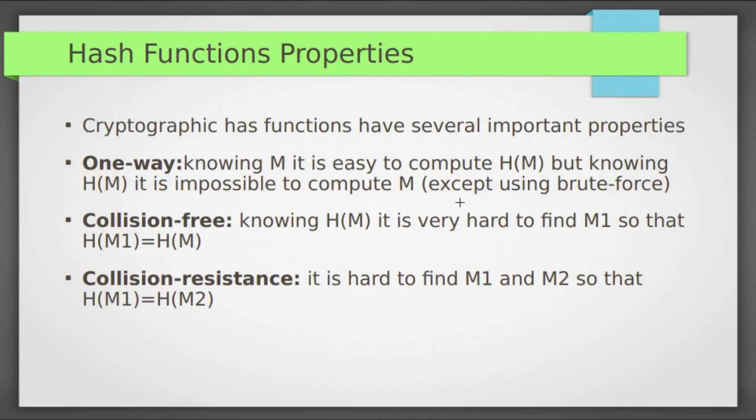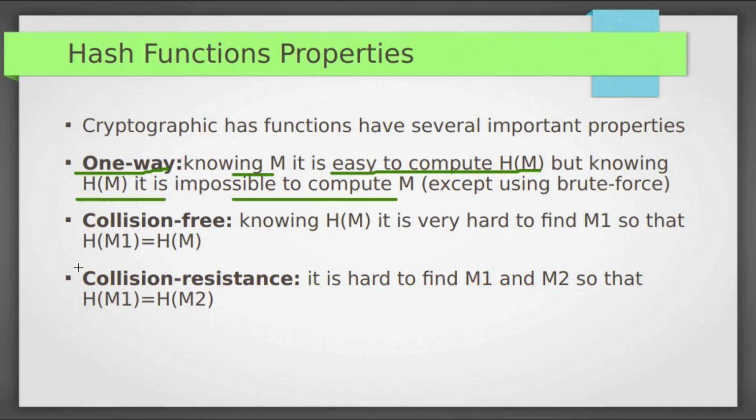In order to provide good security, hash functions have to follow the following properties. First, a hash function should be a strong one-way function. It should be computationally hard to reverse the hash function. In other words, by knowing message M, it is easy to compute the hash of that message, but knowing the hash of the message, it is impossible to compute M. We can do it by brute force, but computationally it is time consuming.